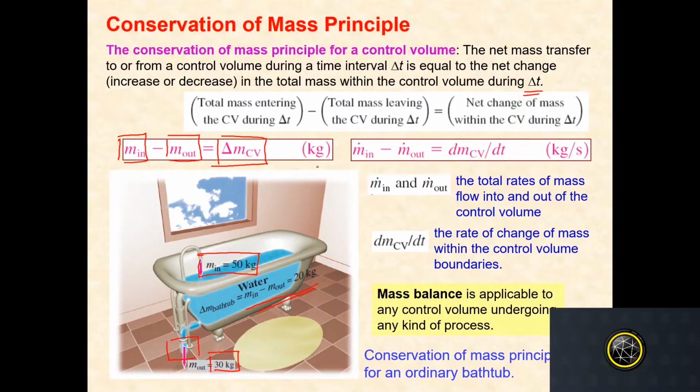The equation on the right actually shows the rate of change. The rate of mass that goes into the bathtub minus the rate of mass that leaves the bathtub equals dm_cv over dt. If it is positive, that means the water is increasing. If it's negative, it means the water is decreasing. So this mass balance is applicable to any control volume undergoing any kind of process.